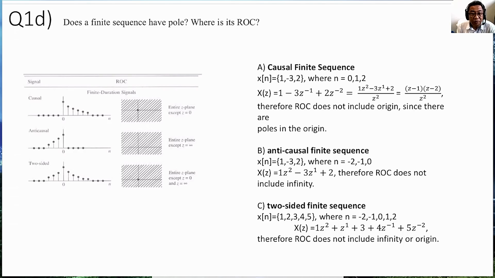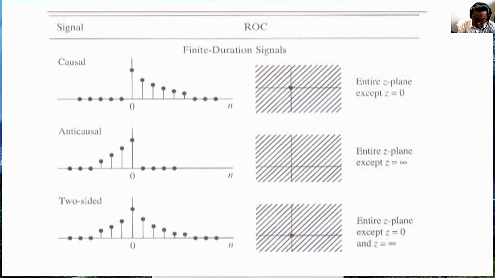This is tutorial 5a, question 1d. The question now asks, does the finite sequence have a pole? And if so, where is the region of convergence? So the finite duration signals are these.